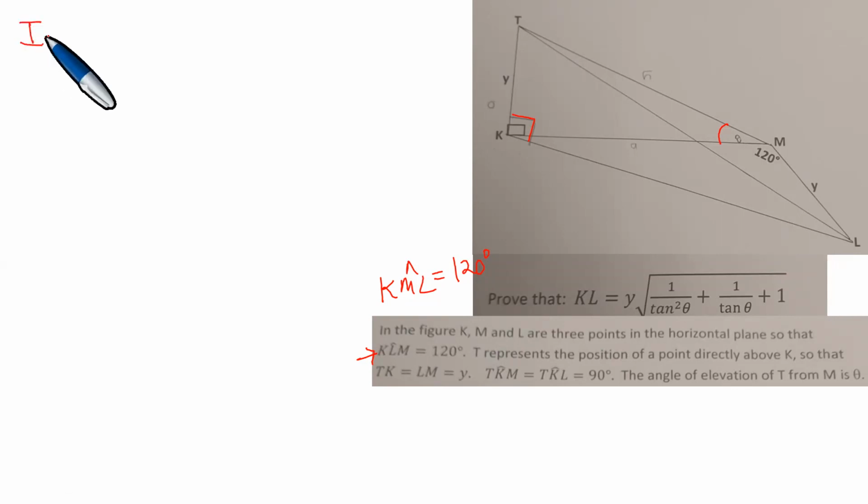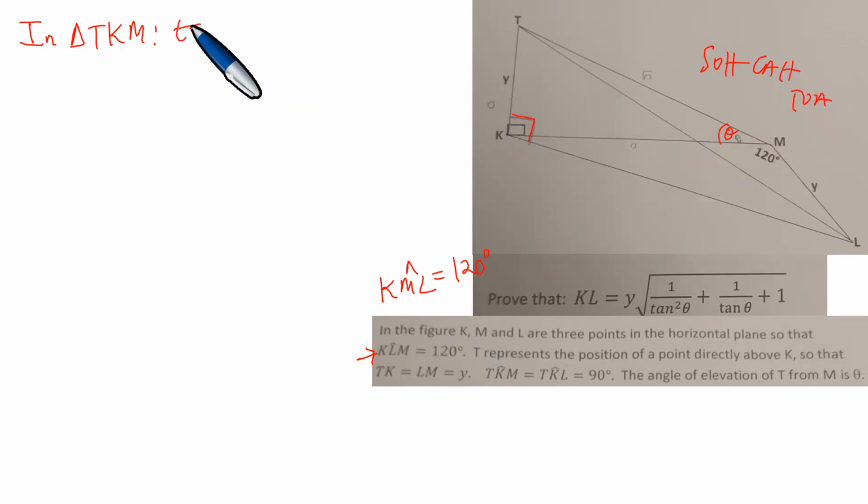Right, so in triangle TKM, what do we have in that triangle? We have exactly that. But now this angle is theta. So, yeah, you're right. This one is theta. So we're going to be in a position to find that one. But we have the opposite, and we're interested in the adjacent. Opposite, adjacent is the tangent. So we shall have the tangent.